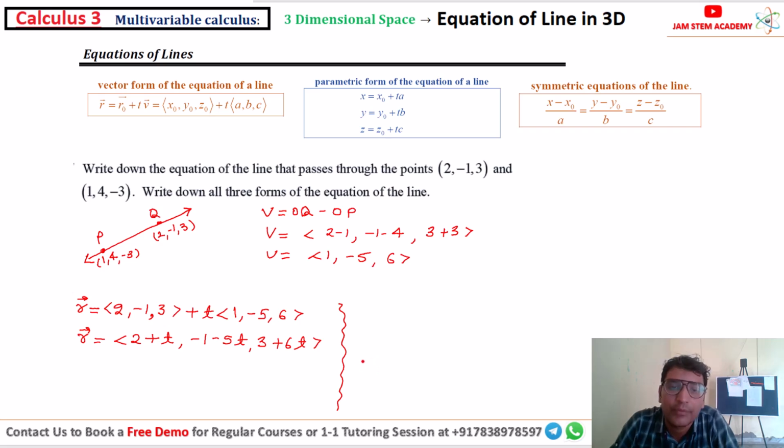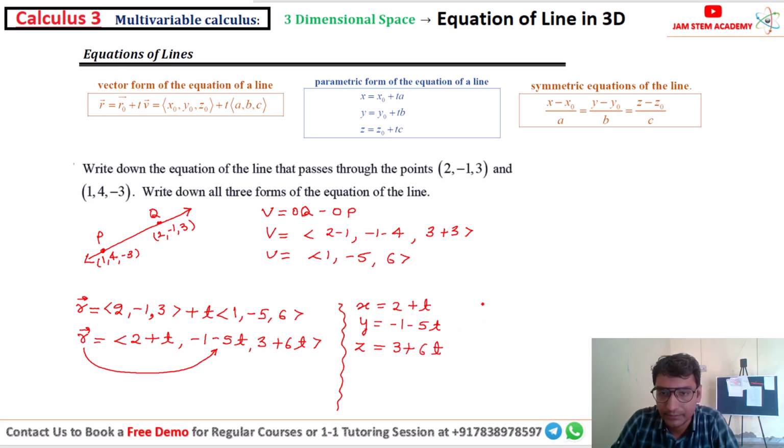Now the second form. Corresponding to this, I can find the parametric form. What is that? Its x value is going to be 2 plus t. What is y value? Compare the y coordinates for this. So y is going to be equal to minus 1 minus 5t, and for the z part, it is going to be 3 plus 6t. This is the parametric form.